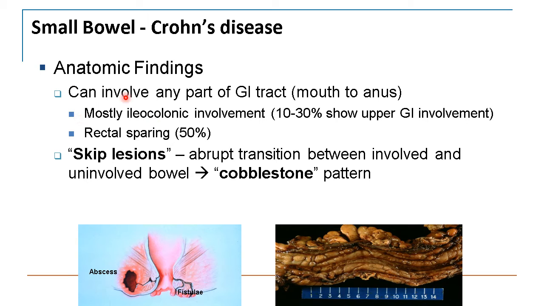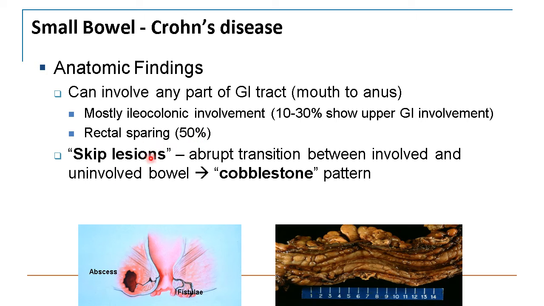Anatomically, Crohn's disease can involve any part of the GI tract, from the mouth to the anus, as we said, but mostly ileocolonic involvement. 10 to 30% show upper GI involvement. Characteristically, there is rectal sparing. The rectum is not involved in 50% of cases of Crohn's disease, while vice versa, in ulcerative colitis, the distal colon, including the rectum, is mostly affected.